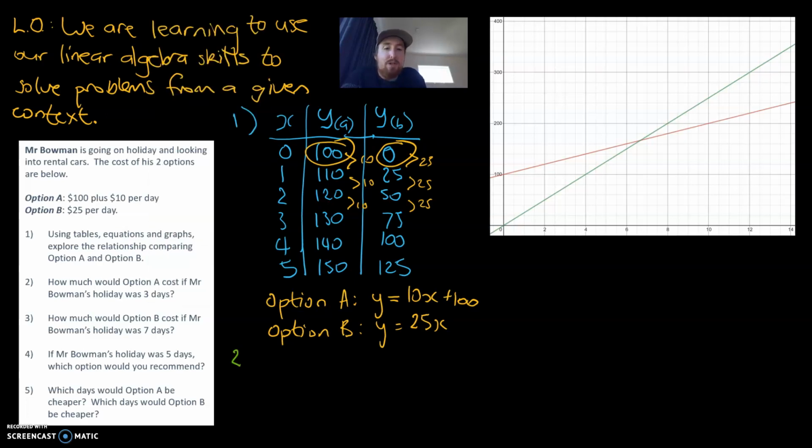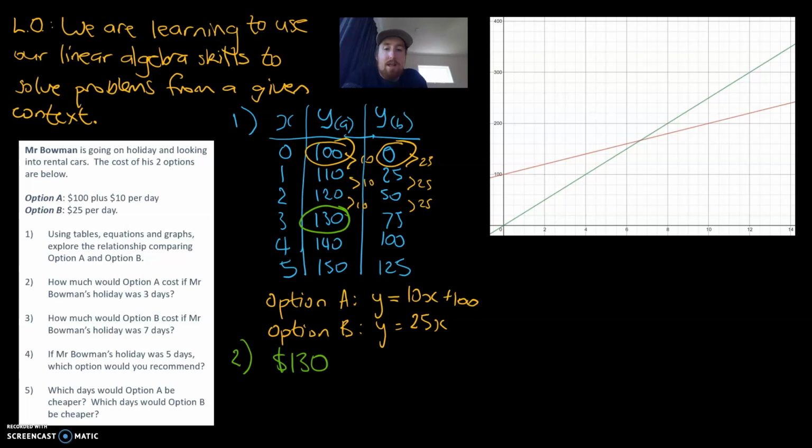Okay, so let's have a look at question 2. Question 2 asks, how much would option A cost if Mr. Behrman was going on holiday for 3 days? So we've already used that in our table. That would be $130.